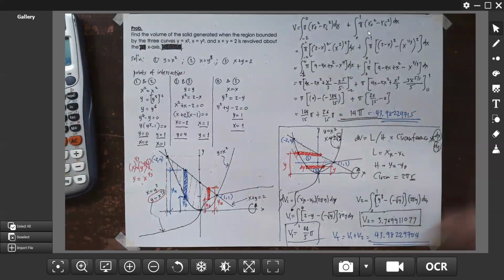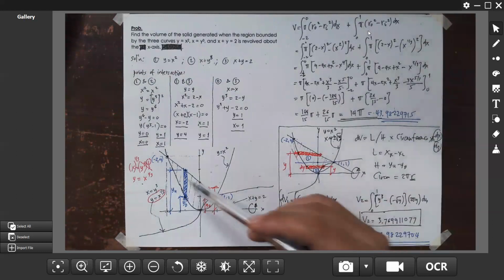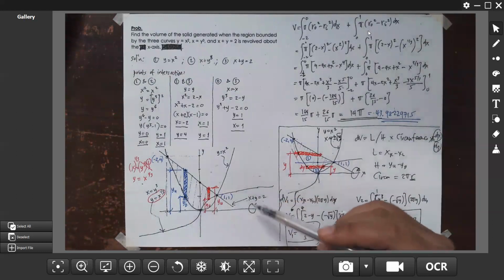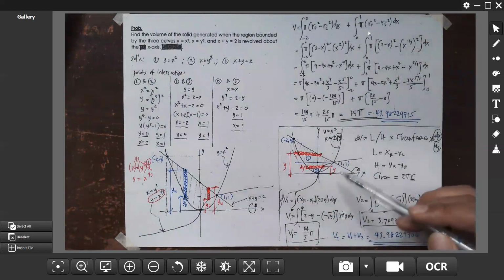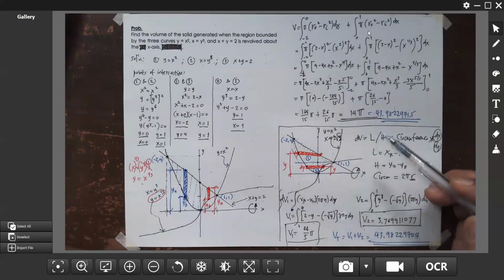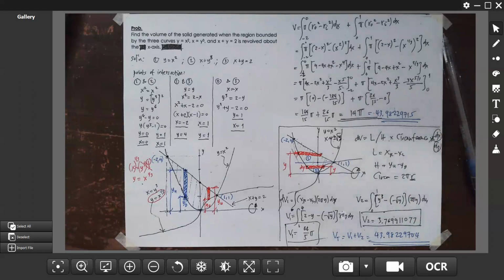So it depends on you what method you're going to use, or what rectangular strip you're going to use. If you will use a vertical strip, you will get a circular ring. But if you will use a horizontal strip, when revolved about the x-axis, you will get a cylindrical shell. And they have the same answer. So I hope that you have learned something from this one. And thank you for watching.